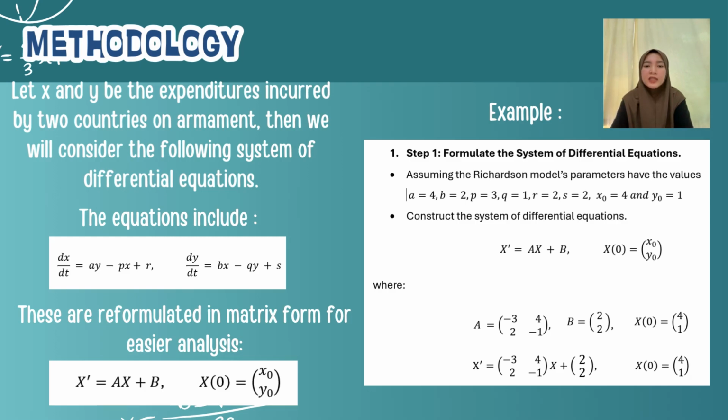Now, let's consider an example. We assume the Richardson model parameters have the following values. From the values, we substitute this into the equations. We get A = [-3, 2; 4, -1], B = (2, 2), X(0) = (4, 1). This forms the system of differential equations that will guide our analysis. By formulating the problem this way, we can analyze the interplay between the two countries' expenditures more systematically and study the long-term behavior of their dynamics.